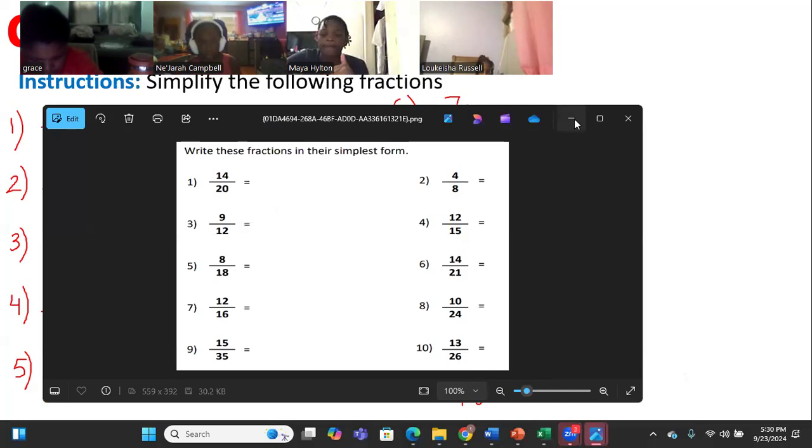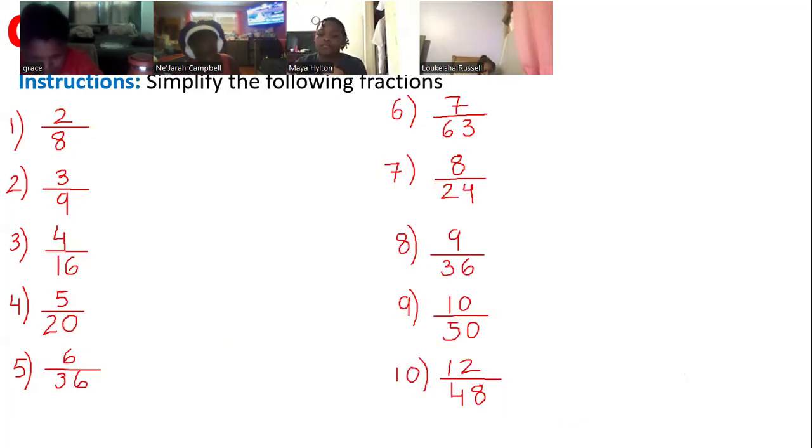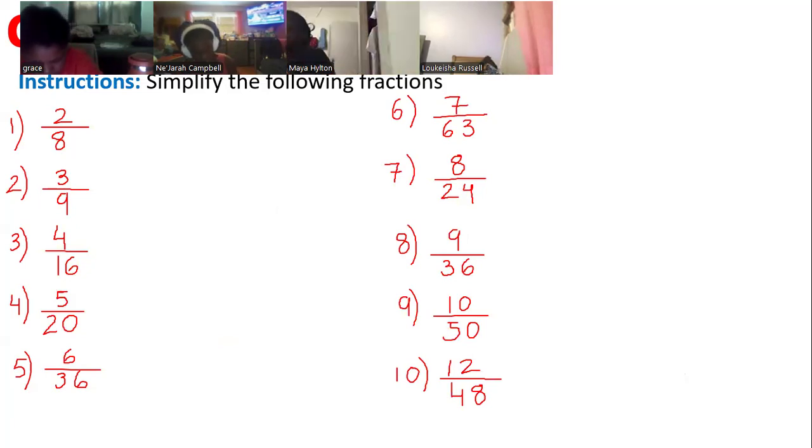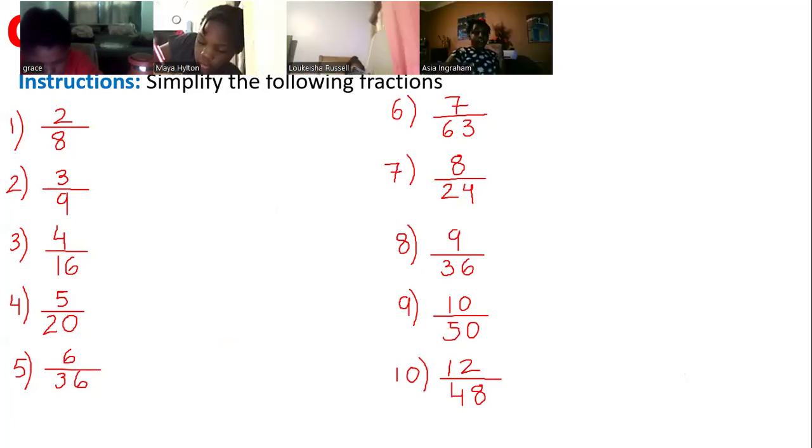Legacy, what number you on? Just going on to it. Okay. Number 10. Asia, what number you on? I finished writing them down. I'm just writing the answers. What number you on, Asia? I'm finished, but I'm just writing the answers.